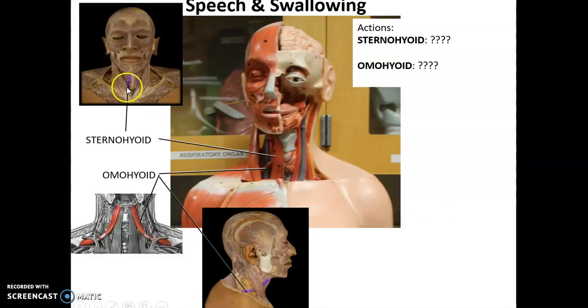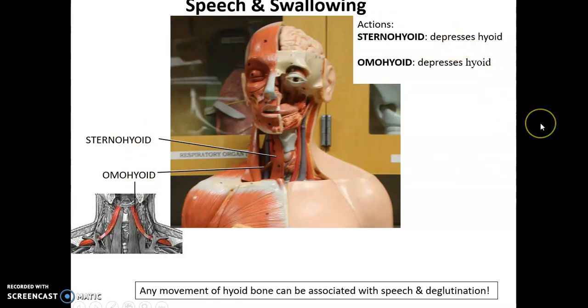Then we have the sternohyoid muscle going from the sternum to the hyoid bone. And then we have the omohyoid muscle going from the scapular area up to the hyoid bone. So both of these are inserting into the hyoid bone, and they both act to depress the hyoid bone. So again, they are coming from underneath the hyoid bone, so they will depress the hyoid bone when they contract, important for speech and swallowing.